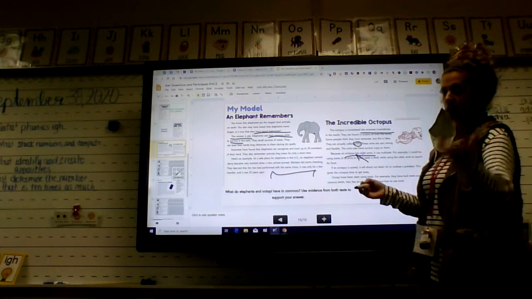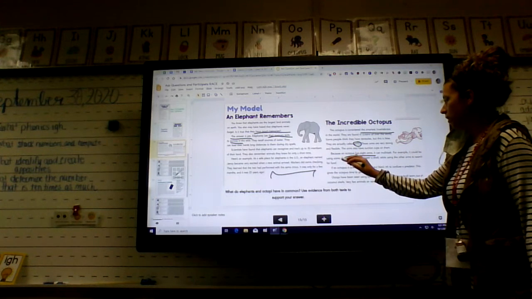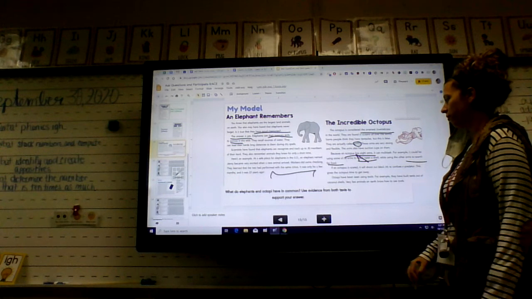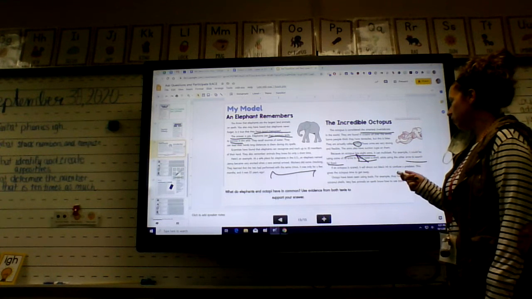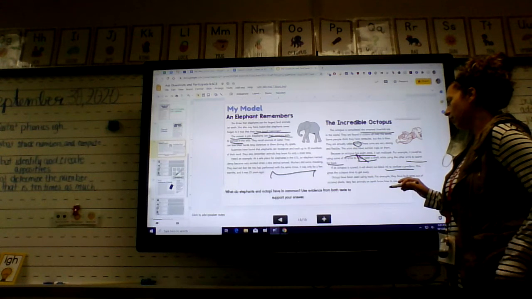For example, it could be using some of its arms to break open a shell while using the other arms to search for food. If an octopus is scared, it will shoot out black ink to confuse the predator. This gives the octopus time to get away.